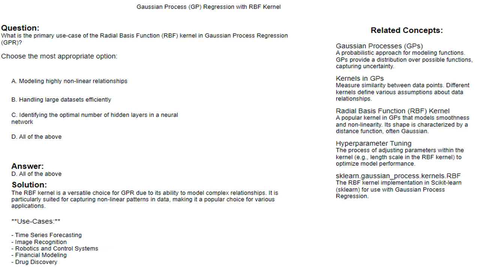Radial basis function (RBF) kernel. A popular kernel in GPs that models smoothness and nonlinearity. Its shape is characterized by a distance function, often Gaussian. The RBF kernel typically uses a Gaussian function to calculate similarity. This means that points closer together in the input space are considered more similar.